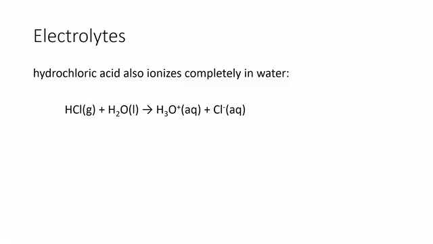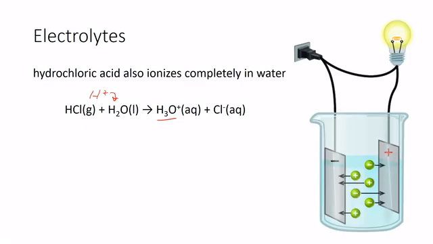Now, hydrochloric acid can also ionize in water. The way this happens: if we add water to hydrochloric acid, immediately H+ will form. This hydrogen ion, also known as a proton, is very unstable. The moment it forms, it reacts with a water molecule to form H3O+, which is known as the hydronium cation.